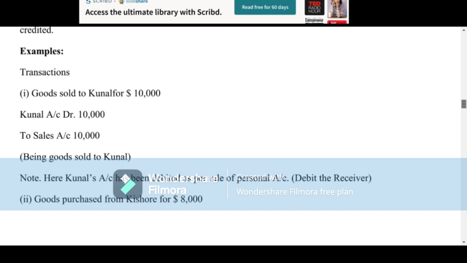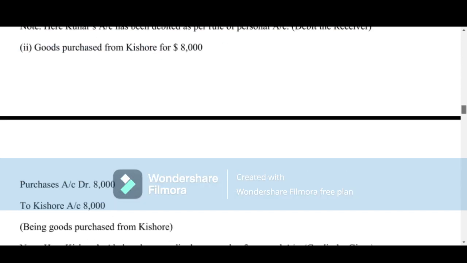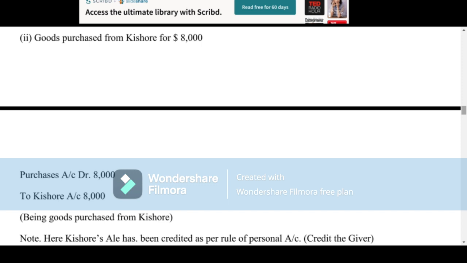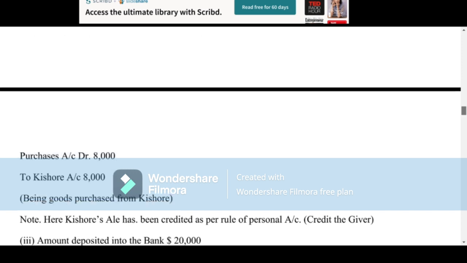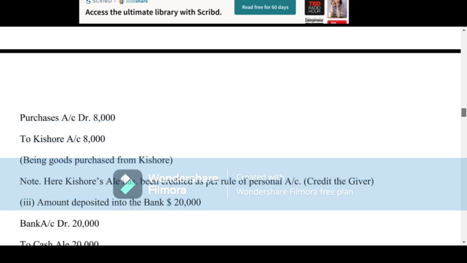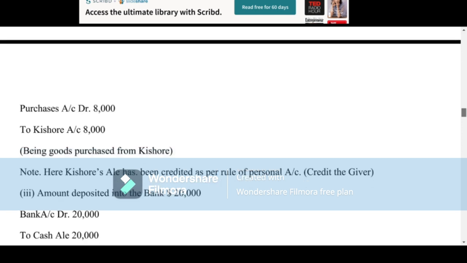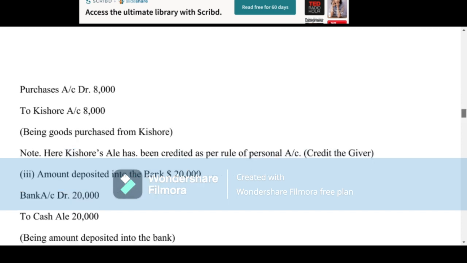Goods purchased from Kishore for $8,000 is example number 2 for credit. Purchase account should be debited $8,000, and Kishore's account credited $8,000. Being goods purchased from Kishore. Now note here Kishore's account has been credited as per the rule of personal account: credit the giver.